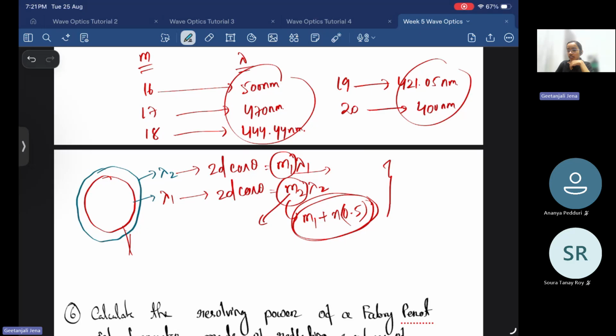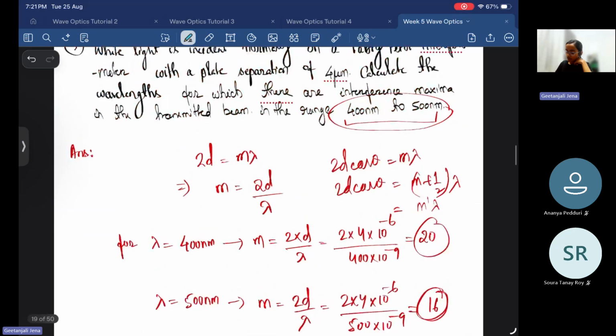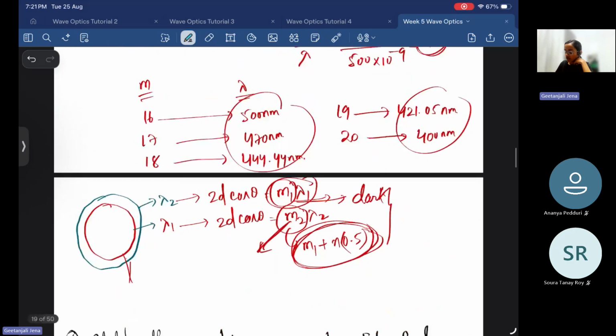Maybe then light won't be transmitted in normal. Yes, you're correct. So for this, 2d cos theta is m1 lambda 1. For this case, m2, even though it is an integer, you are expressing in terms of m1 plus 0.5 times of n. So that means for this case, you will get a dark ring. We are considering Fabry-Perot, right? Yes. So this will be a bright ring.